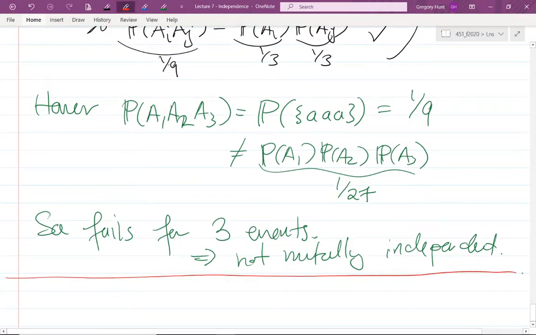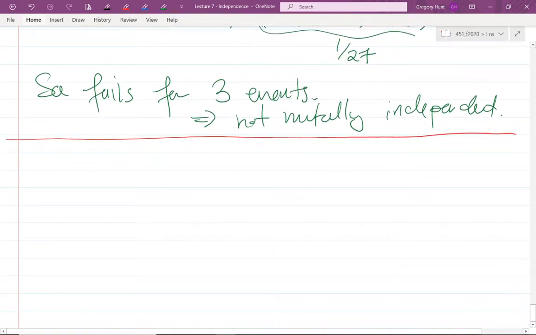So unfortunately, we're kind of stuck in general with this mutual independence rule. And it is what it is, as they say. So typically we're going to have to check all pairwise events.